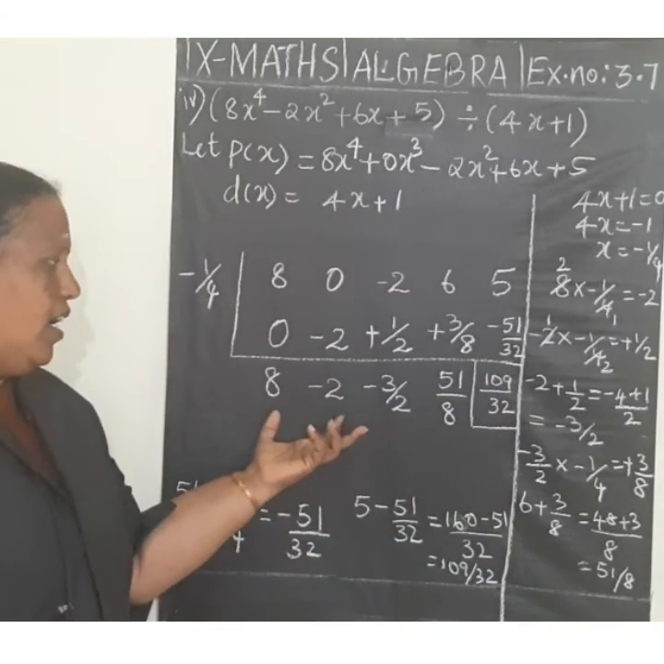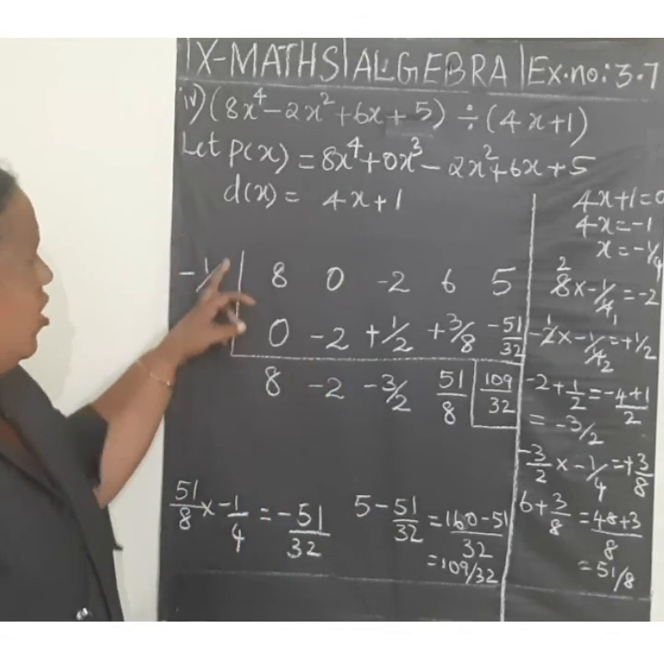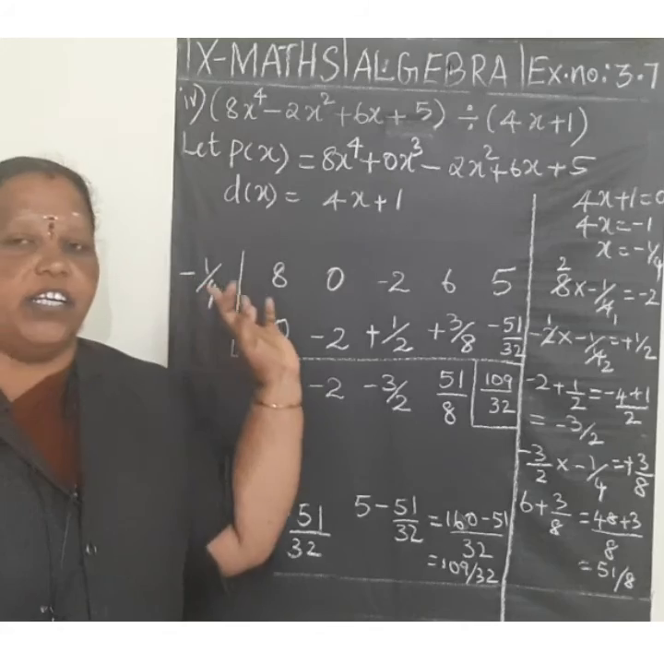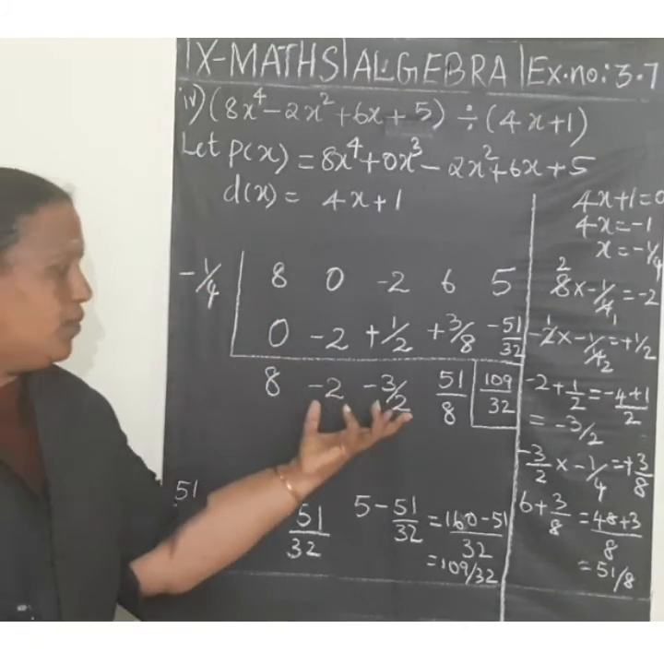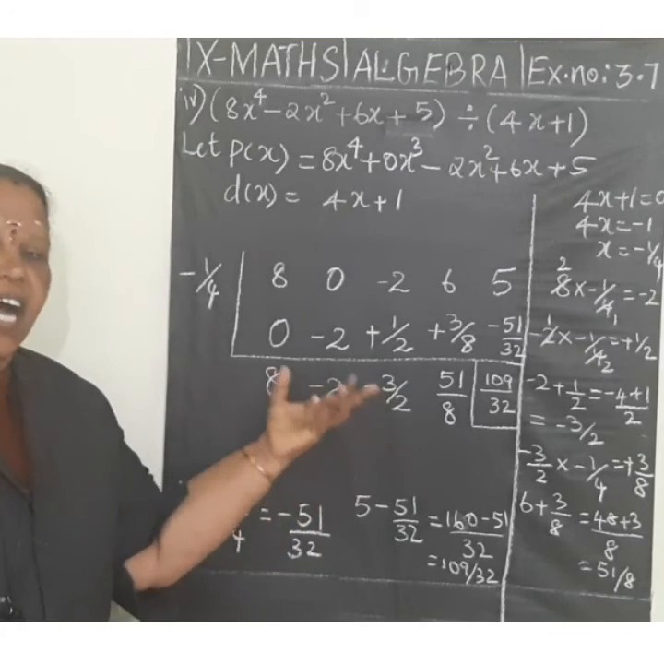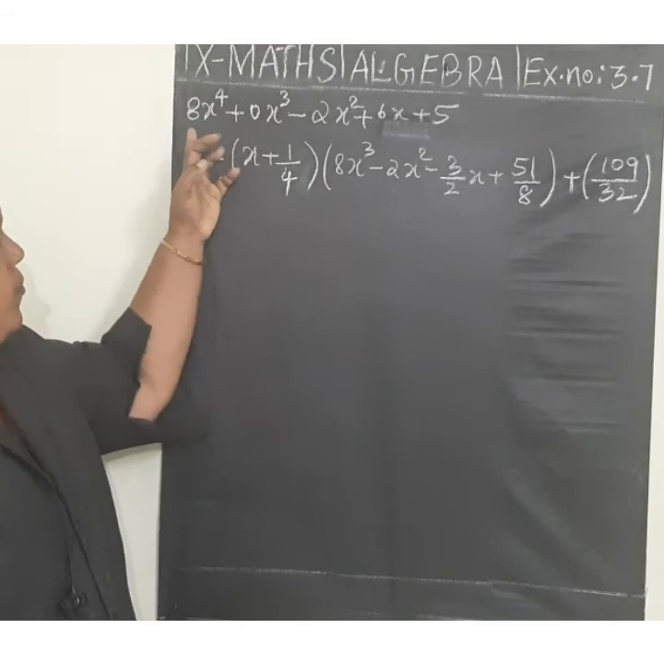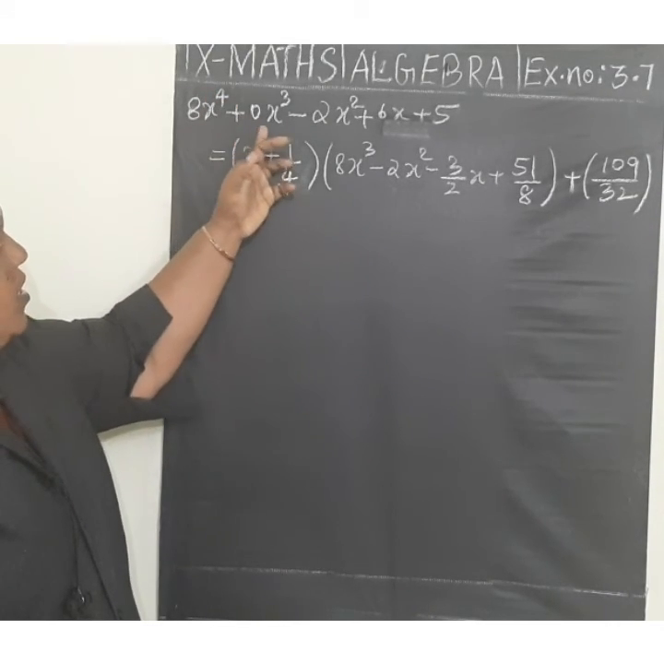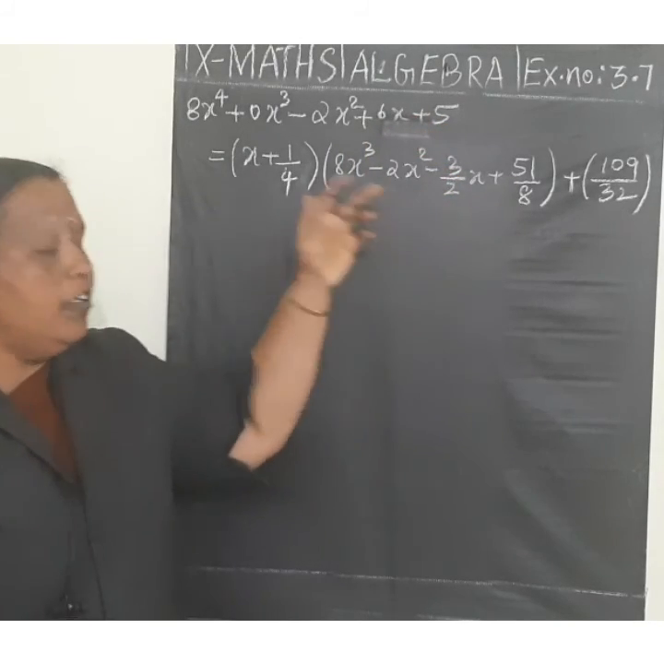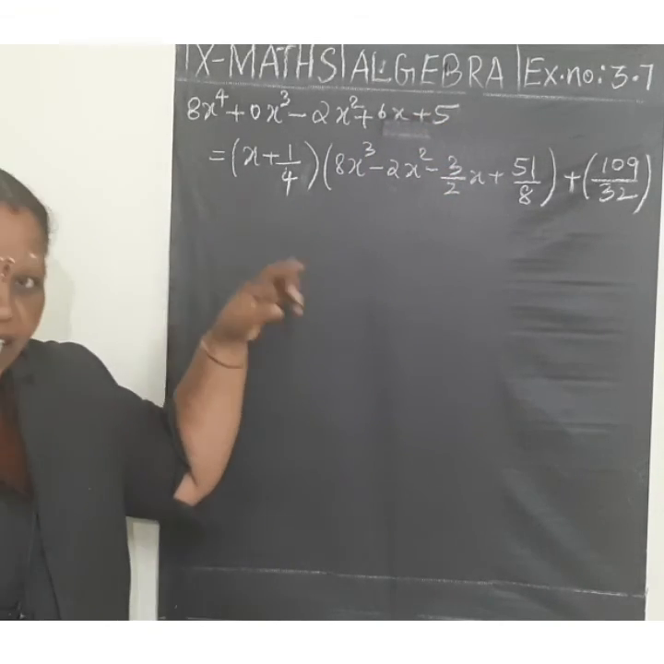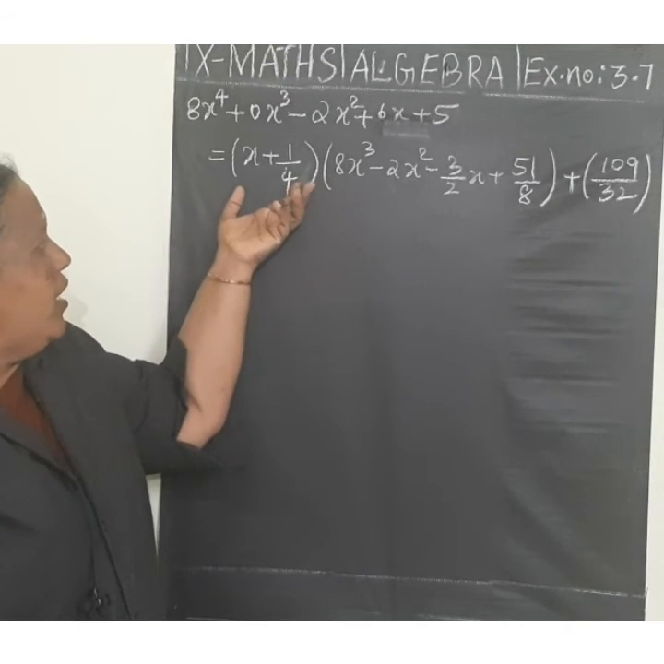The remaining part we have to take as the quotient. But here in the divisor we got a fraction, the x value we got is a fraction. So we have to write that as one factor, and this one also as one factor, and after that we find the quotient. P of x, 8x power 4 plus 0x cube minus 2x square plus 6x plus 5, equal to: the x value we got as a fraction, x is equal to minus 1 by 4. So that we take as one factor.